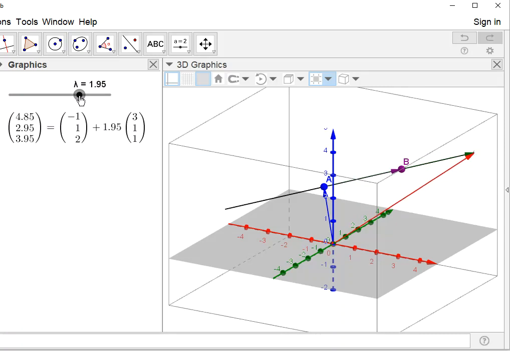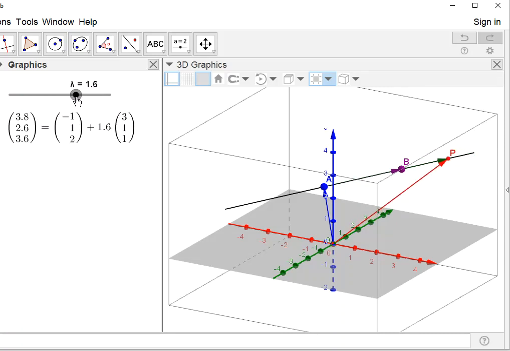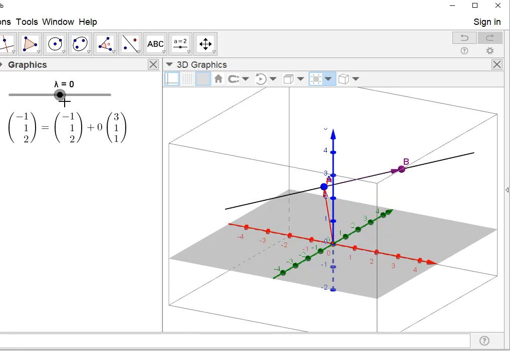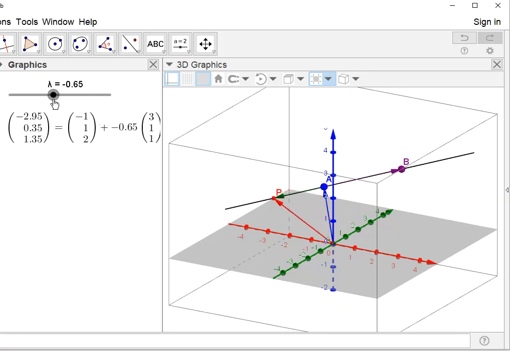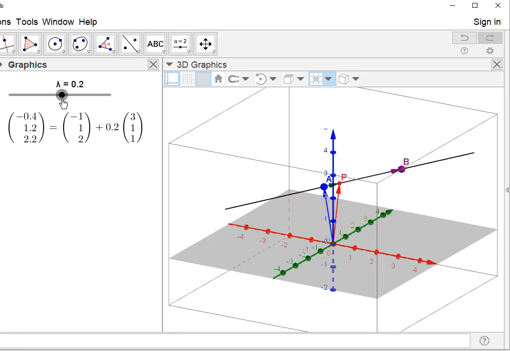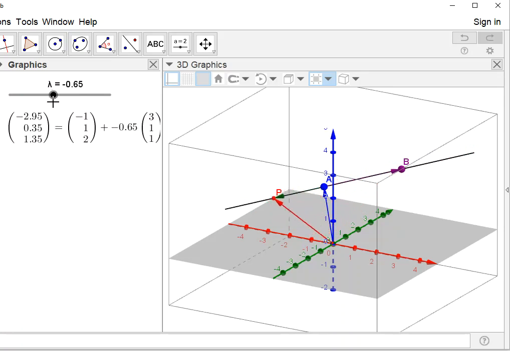So that is, lambda is 1.6, and when lambda is less than 1, we are between A and B, and when lambda is 0, we are at A, and when lambda is negative, we can go backwards. So lambda controls the position of your general point (x, y, z) as it goes along the line.